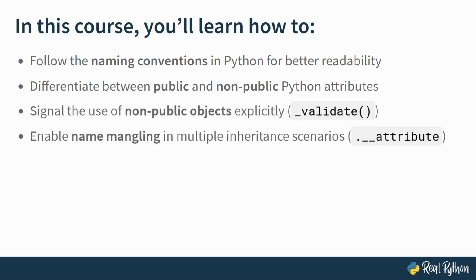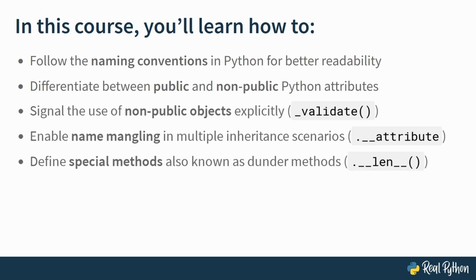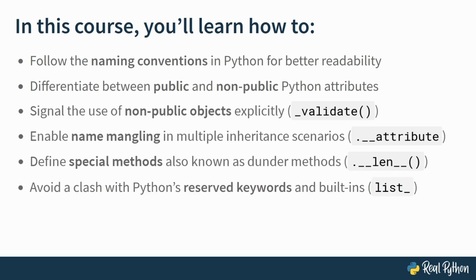with an underscore. You will learn how to enable name mangling in multiple inheritance scenarios, for example, with double underscore, so underscore underscore attribute. You will learn how to define special methods, also known as Dunder methods or magic methods, for example, the len Dunder method. And you will learn how to avoid a clash with Python's reserved keywords and built-ins, for example, list.